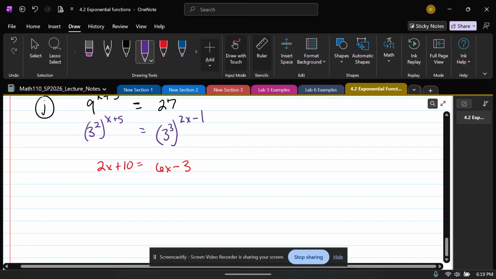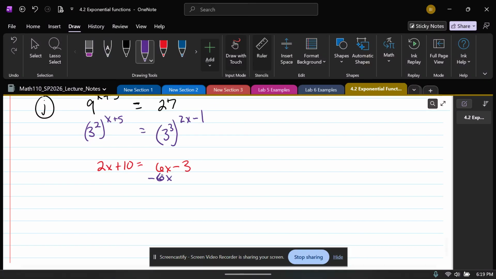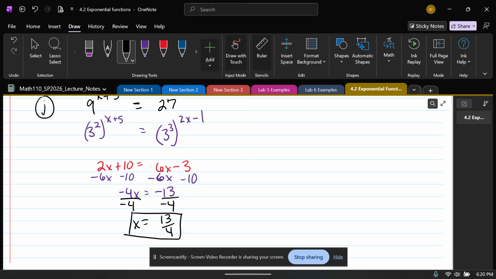Solve it whichever way you want to. I'll go the other direction this time just to change it up. So I get a negative 4x equals negative 13. And then divide by the negative 4. What does that become? 13 over 4. Yeah, positive 13 over 4. Or 3.25 if you did decimals there, but typically we're going to leave that as a fraction.